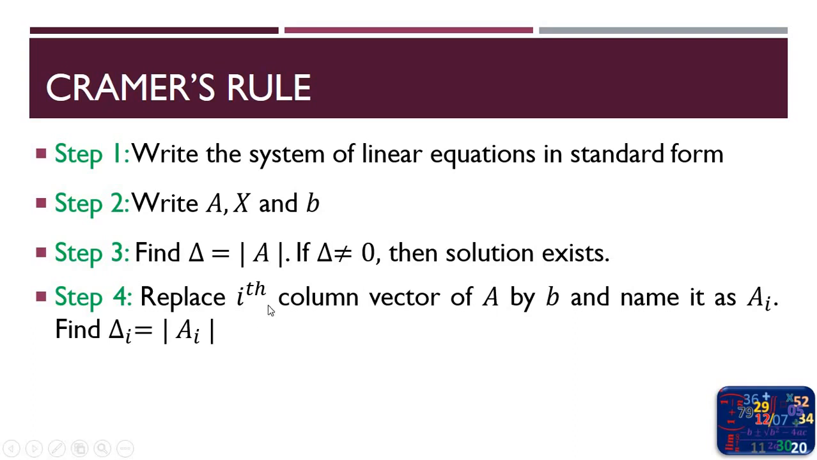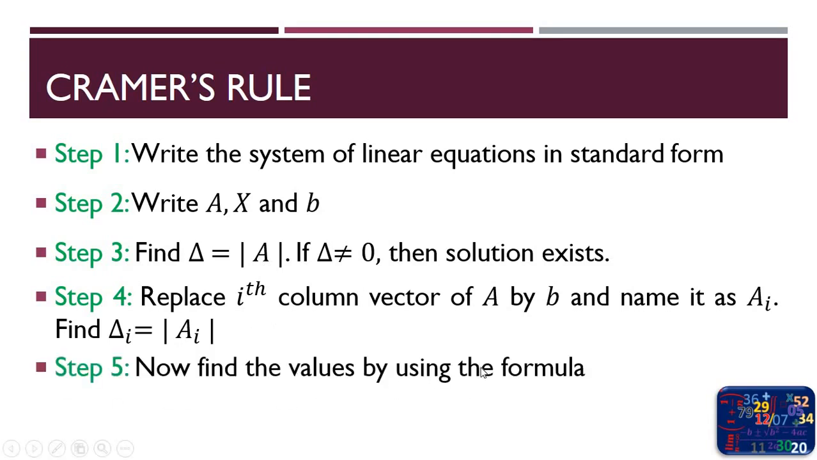That means if there are 4 variables in the given system of linear equations, then definitely matrix A is of dimension 4 cross 4 and therefore there will be 4 column vectors, and this step 4 we have to repeat 4 times. Step 5. Now find the values by using the formula xi is equal to delta i divided by delta for all i. What this means, as I said, is that if there are 4 column vectors we will get 4 values, meaning 4 variables. Here I have named the variables as x1, x2, x3 and x4. So every time we will get one value of the variable.